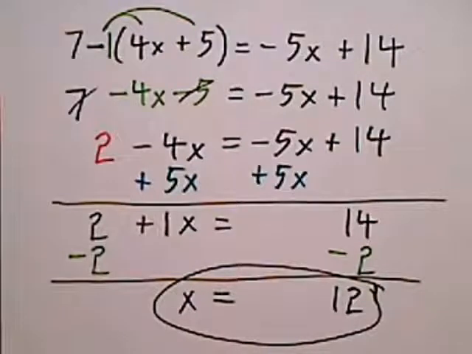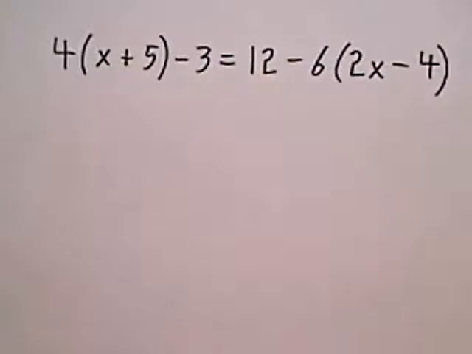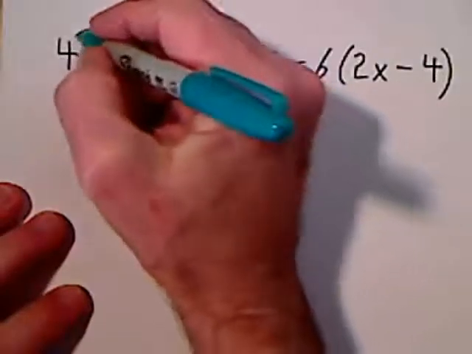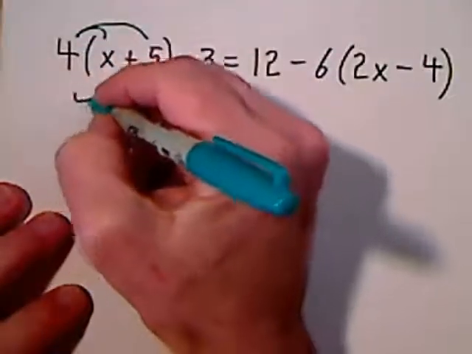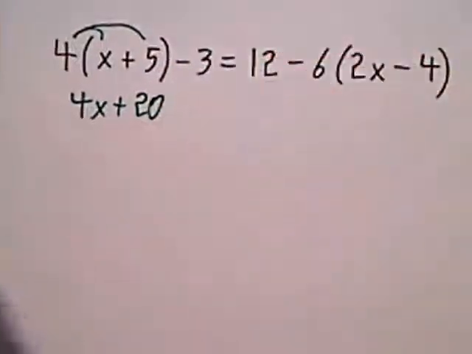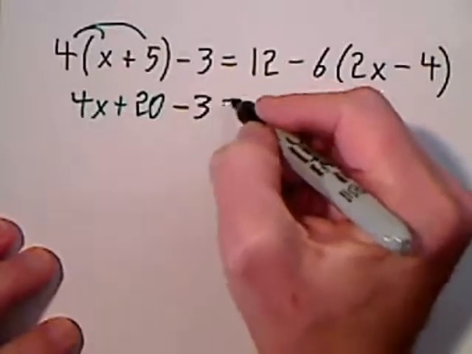And we're going to do one more. Parentheses on each side. We'll have to get rid of each set of parentheses, so send in your 4. This gives you 4x plus 20. Bring down what we haven't used, that -3.